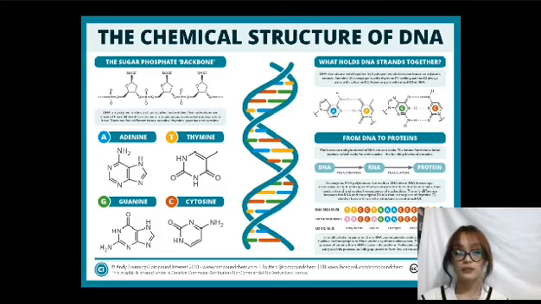So the phosphate and the sugar are linked together to make the backbone, and complementary bases are attached on it due to the bond angle of the sugar-phosphate molecule. The linkage will eventually form a double helix structure. So that is the chemical structure of DNA.